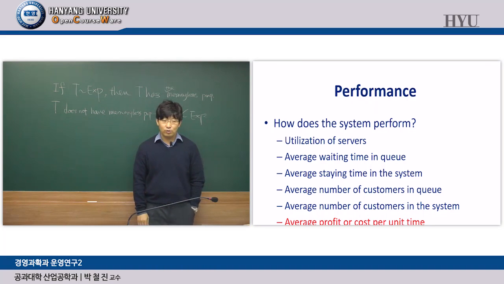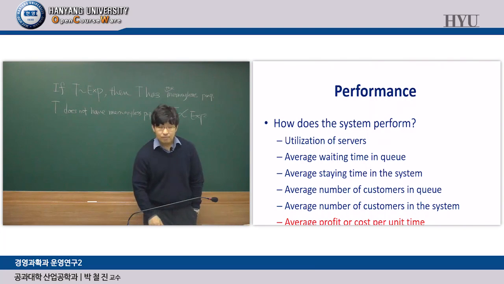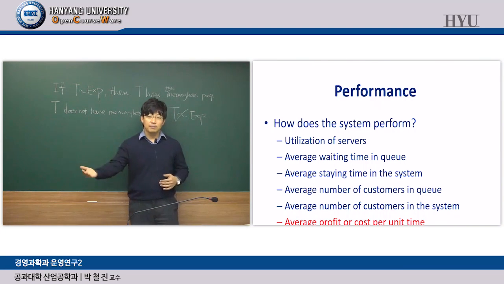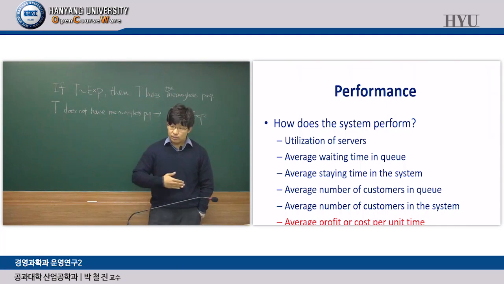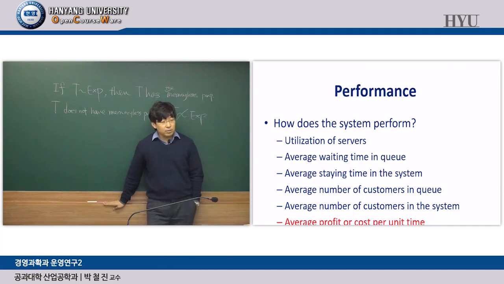Average waiting time in the queue. If you are a customer, you want to estimate how long you need to wait in the hospital, right? Average staying time means waiting time plus service time. Then the number of customers in the queue or in the system. Based on such measures, you can estimate how many customers you can handle within a unit time. It is directly related to how much money you can earn from the customers.